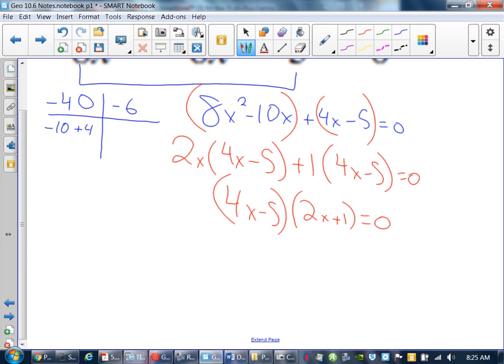That means now you have two terms that you can set equal to 0 to figure out the zeros, figure out the solutions. 4x minus 5 is 0, and 2x plus 1 is 0. This one here, what do you do first? Add 5, then what? So this one gives you x is 5/4. And then what's the other one going to be? Negative 1/2. Because you subtract 1, divide by 2, and you get that.